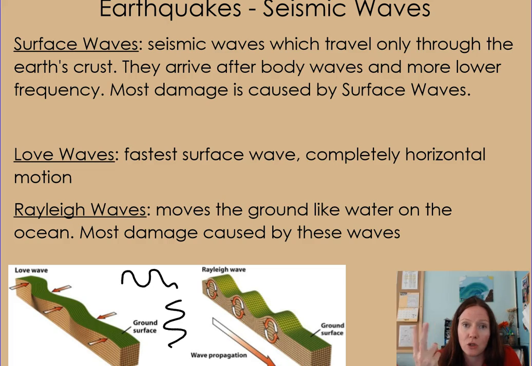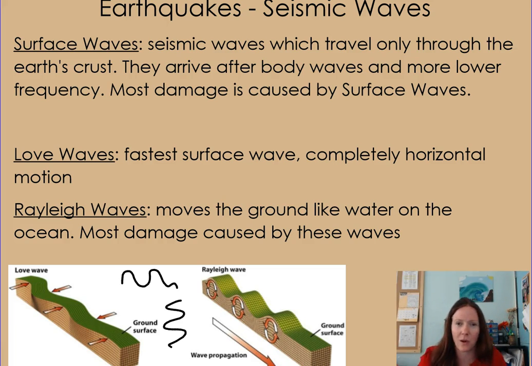We can break them down into two categories, and both types of waves are actually named after the person that first described them. The first one was described by Mr. Love. It doesn't have any romantic connotations. It's actually his last name. And he was a mathematician, and he described the behavior of these seismic waves that follow the S waves. They're definitely the fastest of the surface waves, and they actually move in horizontal motions.